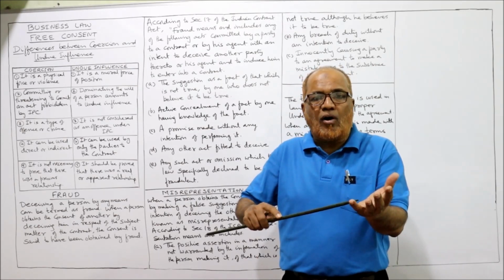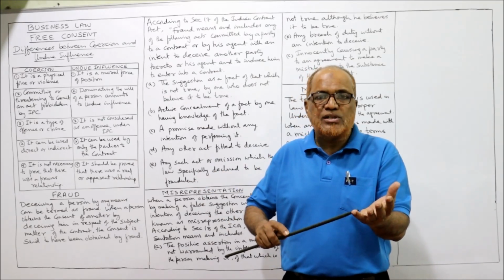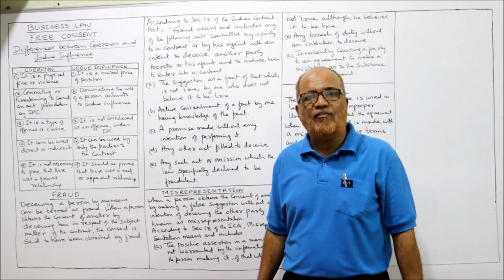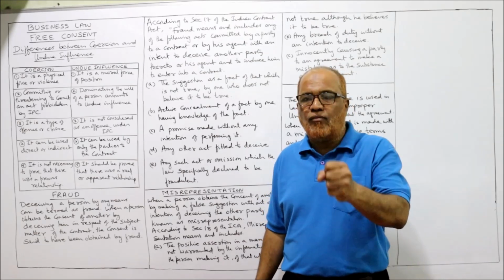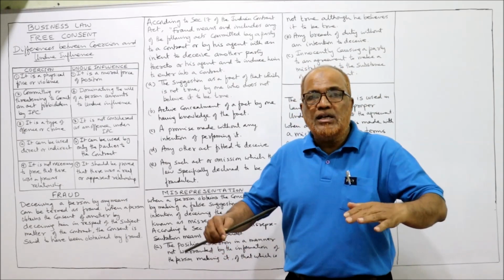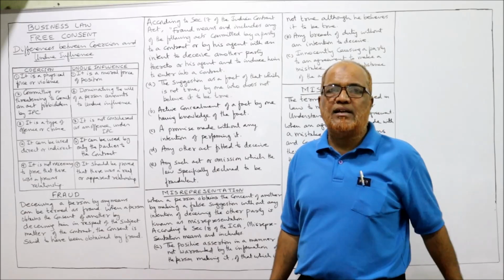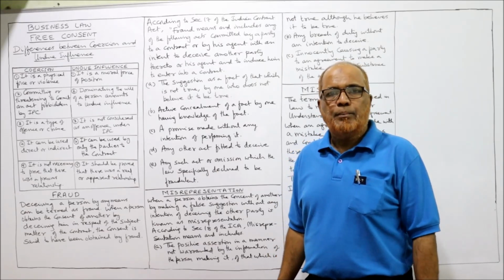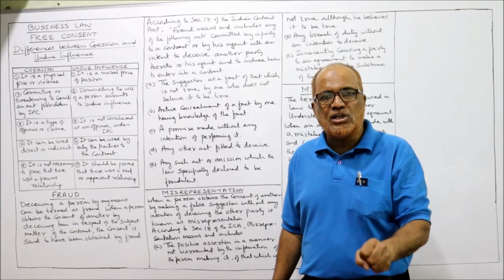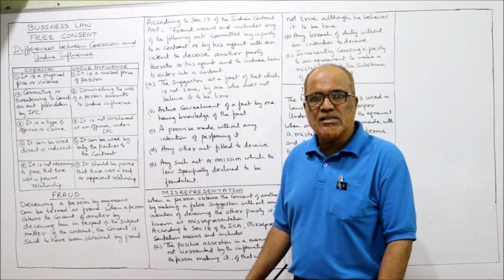For example, A wants that B should accept my offer. That means A says, I want the acceptance of the offer. I want the consent from B. So he is deceiving something. He is showing some false representation to B so that he can be able to get the consent from B. He wants to deceive B. That is a fraud.